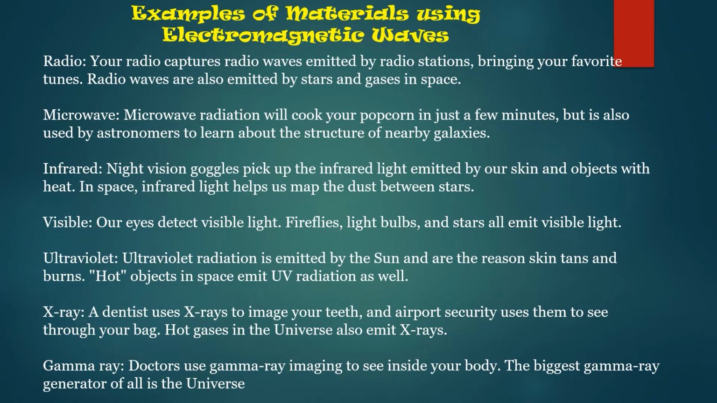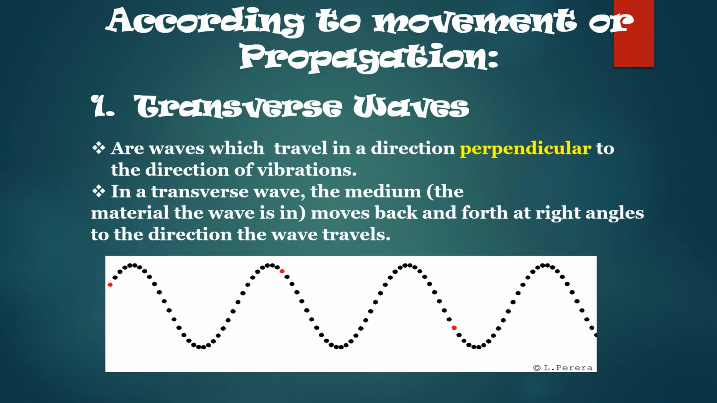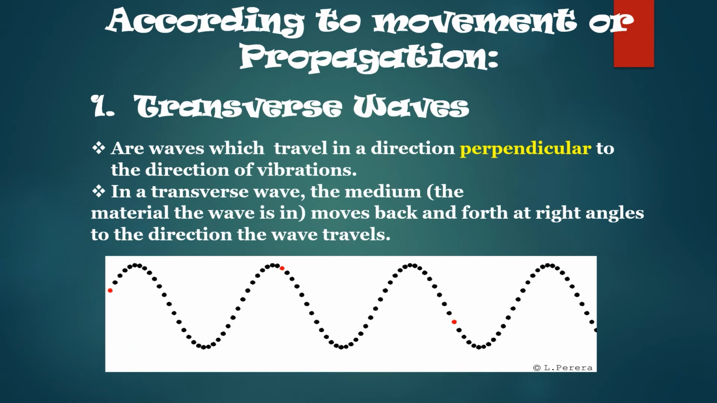A dentist uses X-rays to image your teeth, and airport security uses them to see through your bag. Hot gases in the universe also emit X-rays. Doctors use gamma ray imaging to see inside your body. The biggest gamma ray generator of all is the universe. Now let's proceed to another classification of waves according to movement or propagation.